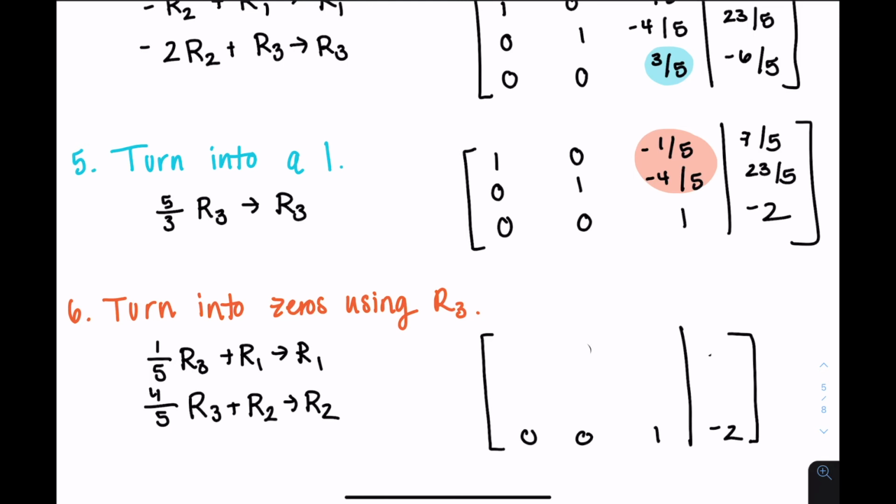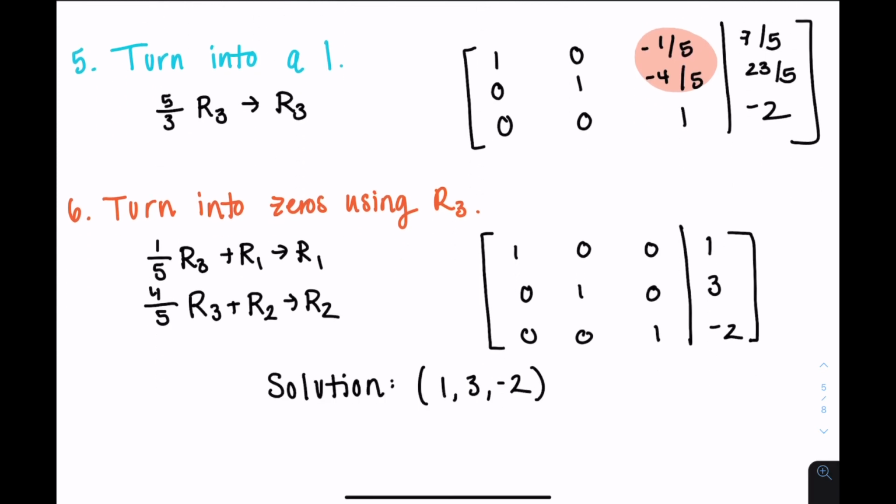If I go through this first row operation, we're going to get 1, 0, 0, 1. The second operation will give us 0, 1, 0, 3. And now I can immediately pick off my solution. X is equal to 1, Y is equal to 3, Z is equal to 2. Okay.